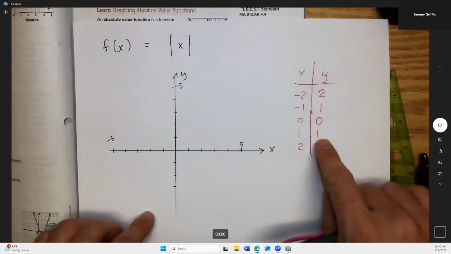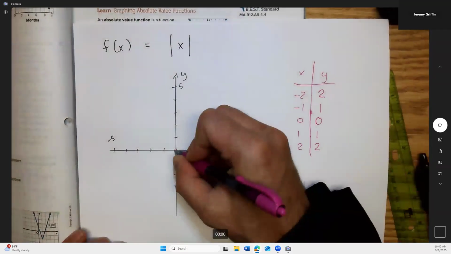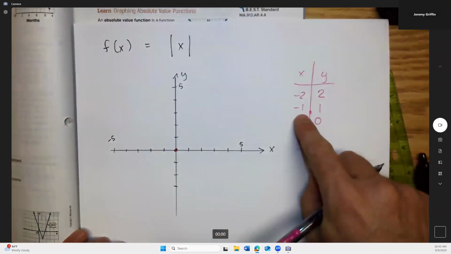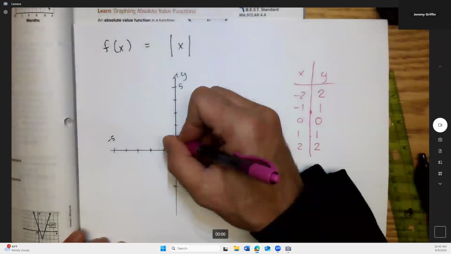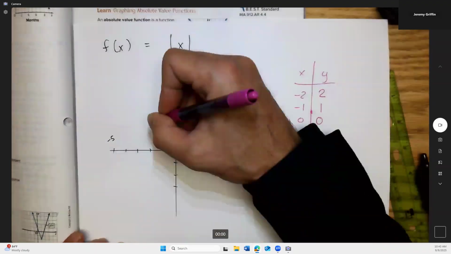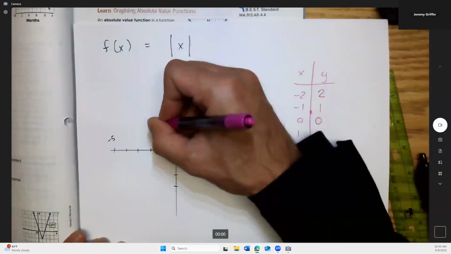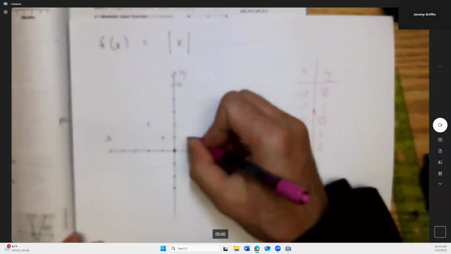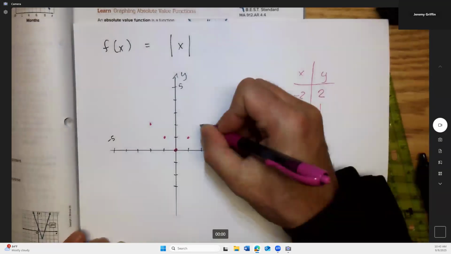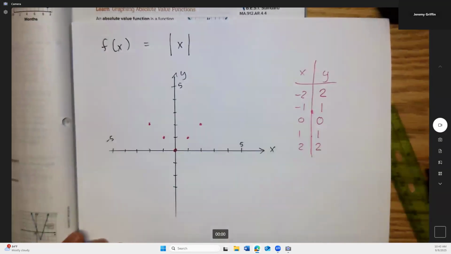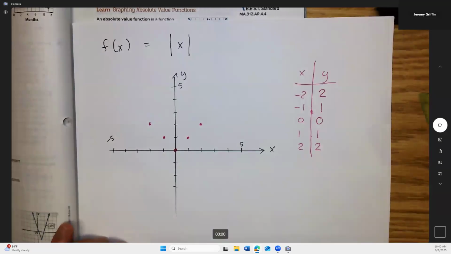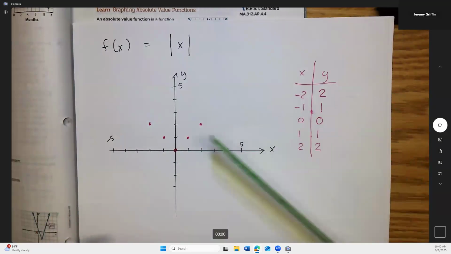Okay, let's plot this. 0, 0 is going to be a point. It's right there. Then -1, 1. -2, 2. Then 1, 1. 2, 2. Now, I could keep going, but do you see what shape that's going to be? If I connect all the dots, it makes what shape?